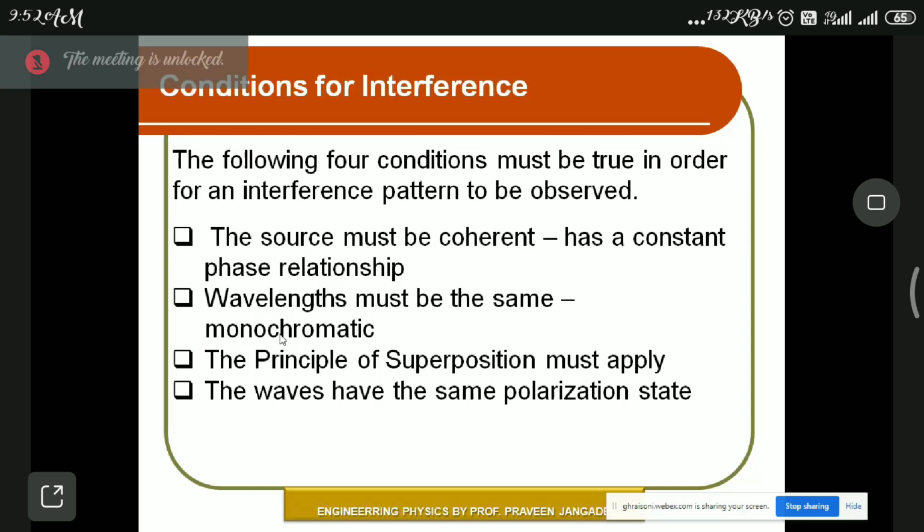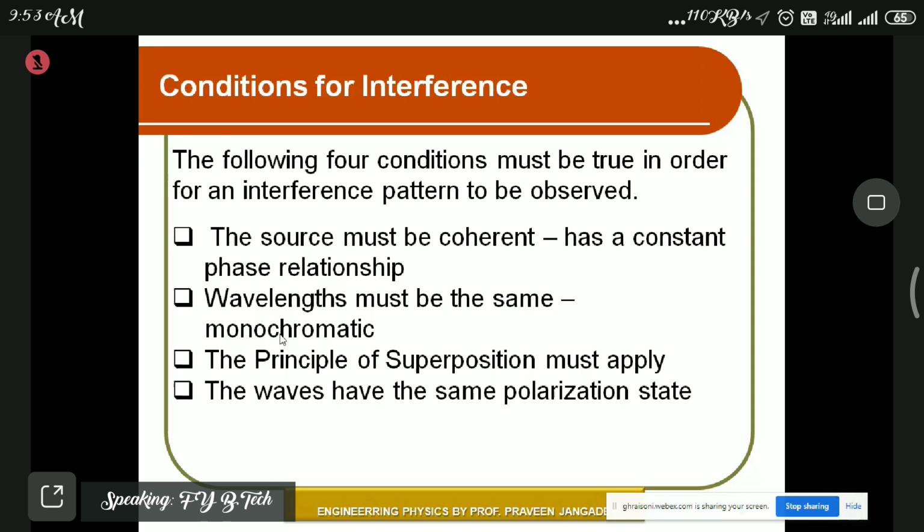Coherent means having the same amplitude, the same wavelength, and a constant phase relationship. Constant means it can be zero or anything else, but it should be constant. Depending on whatever phase is introduced, it may satisfy the condition for constructive or for destructive interference. But that is the condition we need to satisfy: they should have a constant phase relationship.